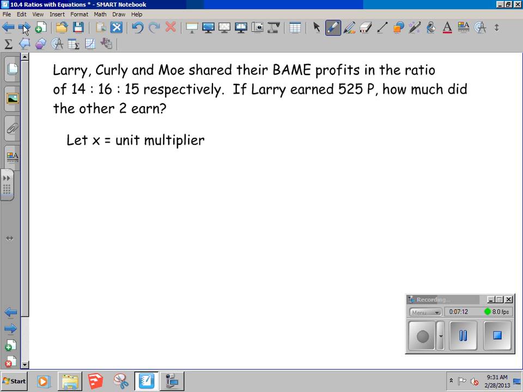All right, so this time we're not even going to go to the bar model. Thank goodness, right? Because look at all those units. We don't want to have to draw that. So we start out with the same thing. We're going to let x equal that unit multiplier. It's the value of each unit. And then you can define each person's share of the profits, right?